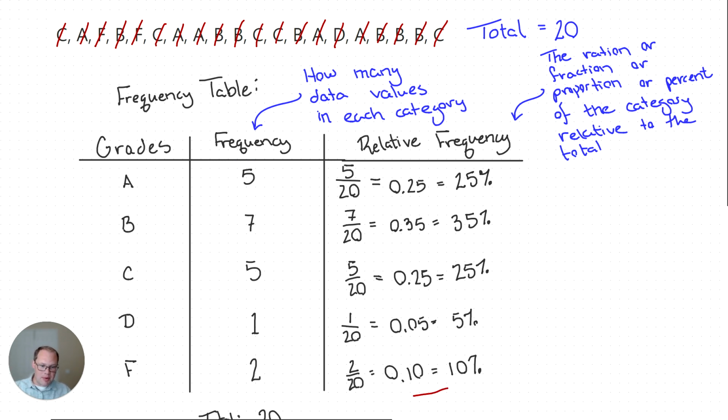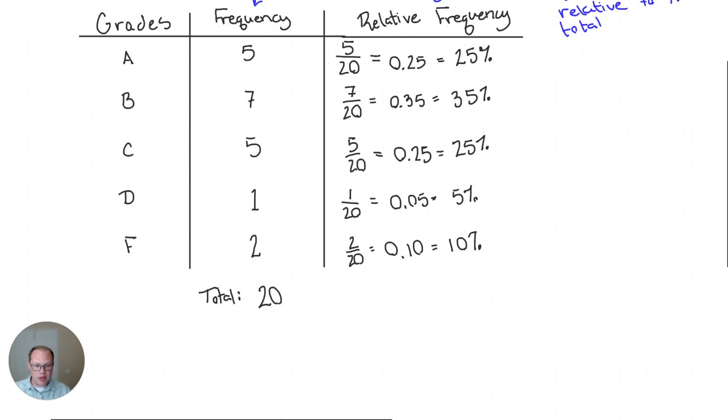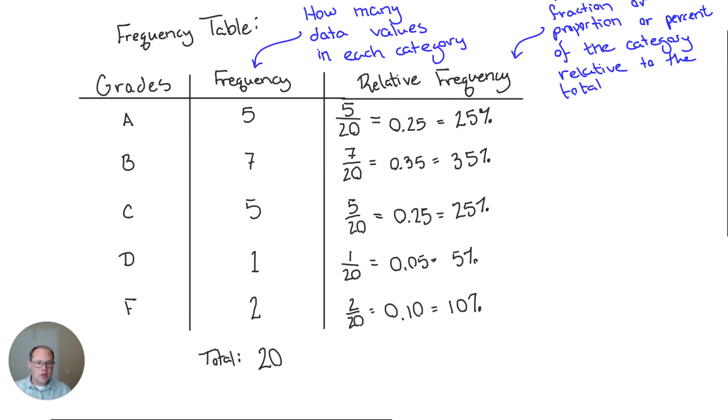What happens if we add up everything in the relative frequency column? This might be most obvious if we add up the percents, though we'll get something similar in every case. So I'll start with the percents. 25% plus 35% plus 25% plus 5% plus 10%. Go ahead and add them up. You'll get 100%. I'll add a line here to say this is after the table. So the total is 100%.